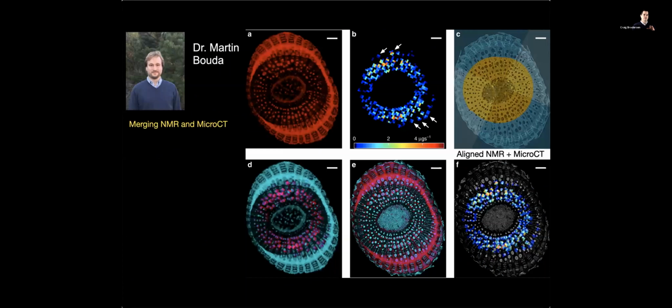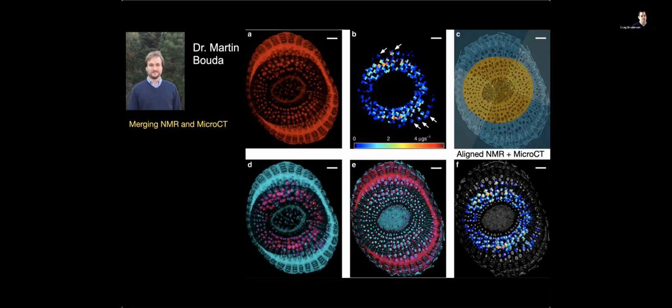A lot of this work was done by Dr. Martin Buda, who was a postdoc in my lab at the time. He's now at the Czech Academy of Sciences as a research scientist. Carl took the stem from the NMR velocity flow imaging, put it in a tube, and sent it to us in Berkeley, and then we scanned the exact same area. This sequence of images shows our attempts at aligning the two images and overlaying them.